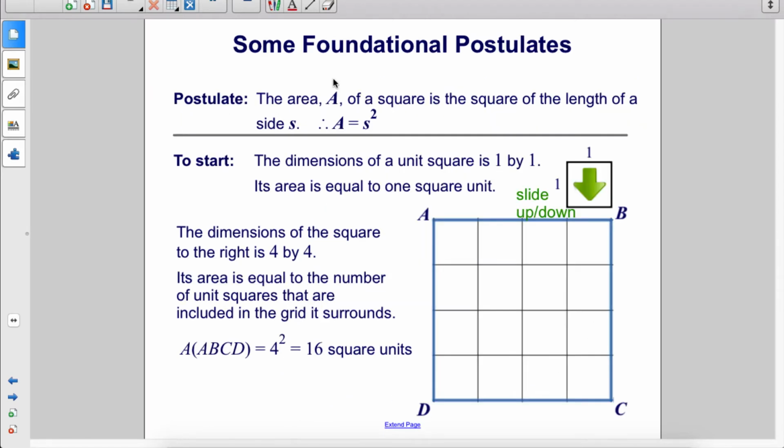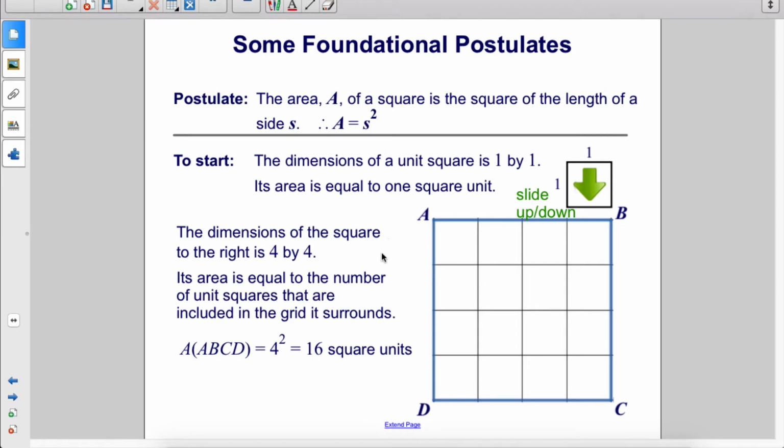Here are some foundational postulates. The area, A, of a square is the square of the length of a side, S. So area equals side squared. To start, the dimensions of a unit square is 1 by 1. Its area is equal to 1 square unit.